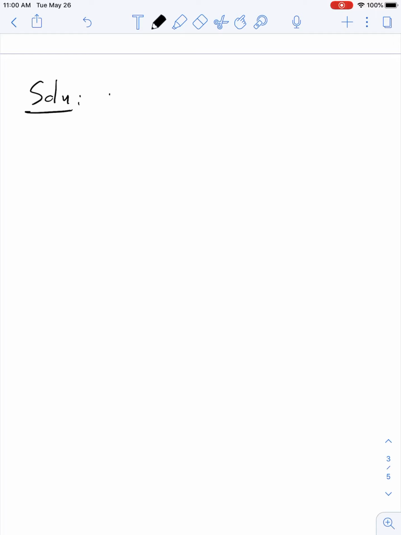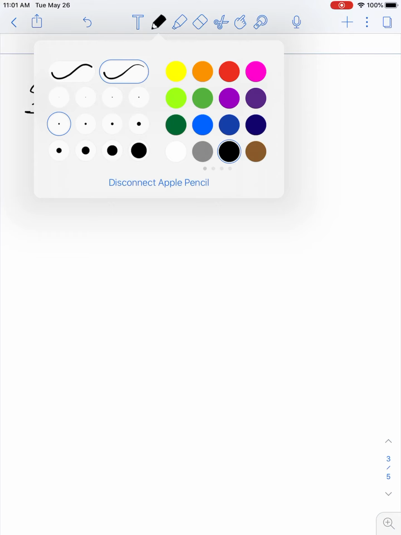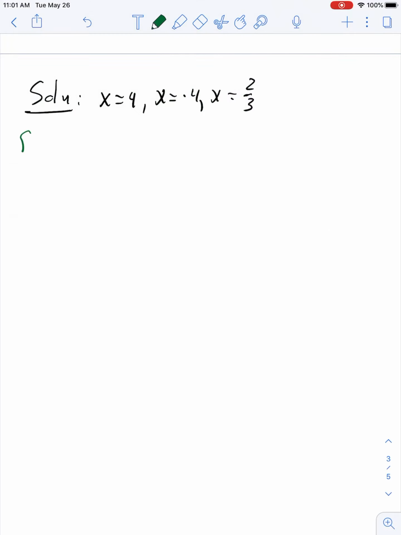Okay, all right, one more example. So here are my solutions. x equals 4, x equals negative 4, and x equals 2/3. Okay, so my factors, x minus 4. Now here, I have x plus 4. What to do with this?